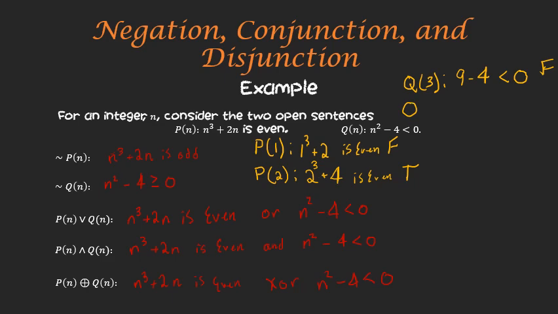And then let's try and find one that's true, maybe Q of 1. Q of 1 would be 1 squared minus 4. This would be the same thing as negative 3 is less than 0, and that's true.